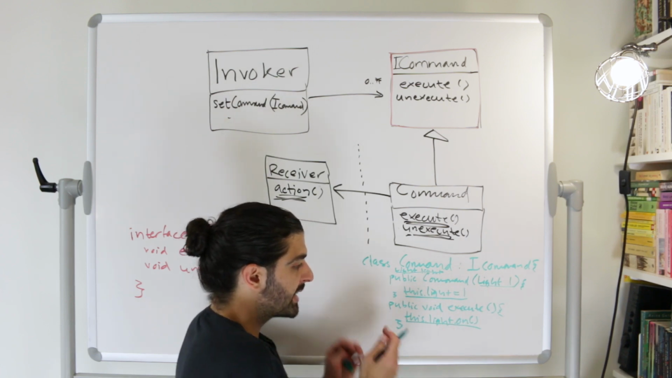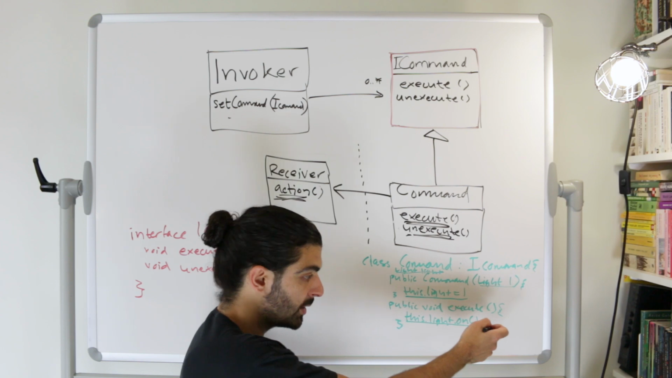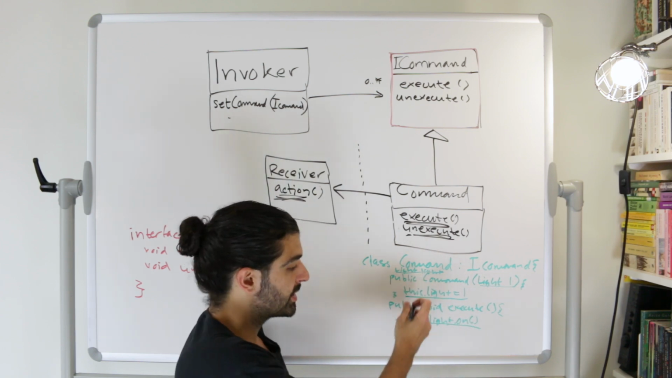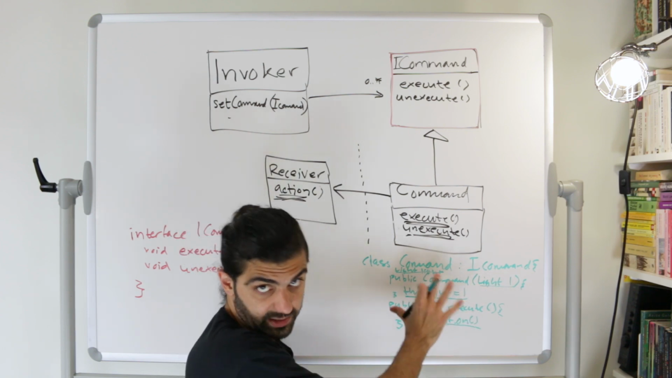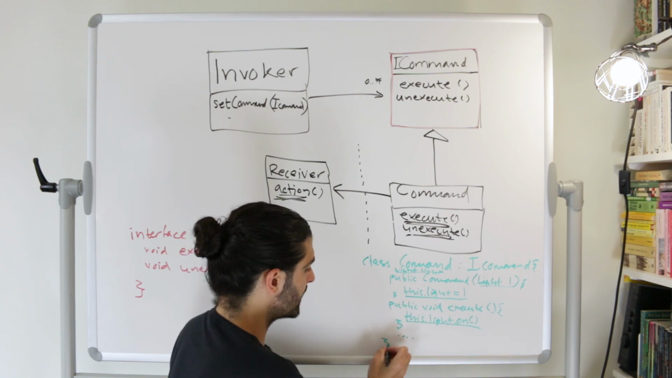Then we would have unexecute, which is essentially the inverse of this. So we would have public void unexecute, and the implementation would be this.light.off, for example, for this particular command. But I'll just put ... here because I think you can figure that out, and then we'll close the class.